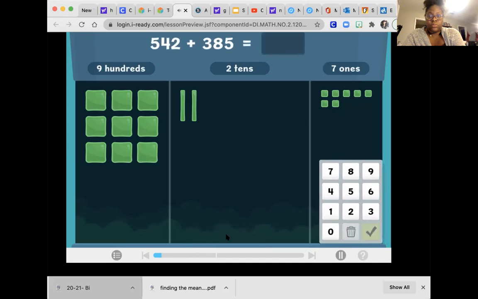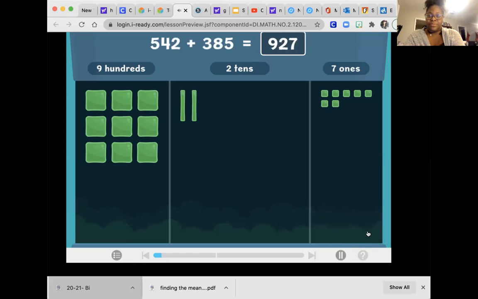What is 542 plus 385? Enter the sum. So now we have 9 hundreds plus 2 tens, which is 20, and 7 ones. So that's 927. 542 plus 385 equals 927.